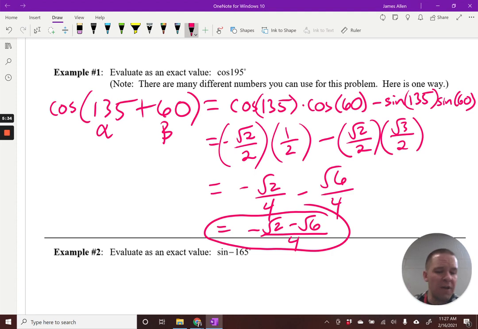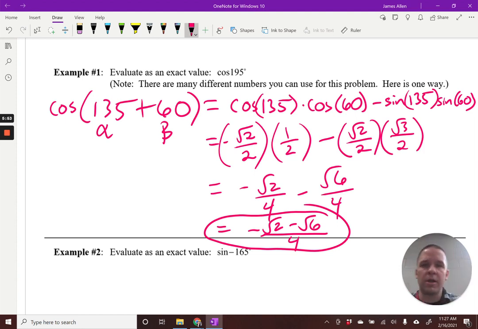I like it. If you had done it in a different way, you may have ended up with, say, negative root 6 minus root 2 over 4. It just depends. So there's a lot of different ways of these going down. So if you pick two other angles to go with, eventually you'll get to the same thing, but your journey there will look a little bit different.